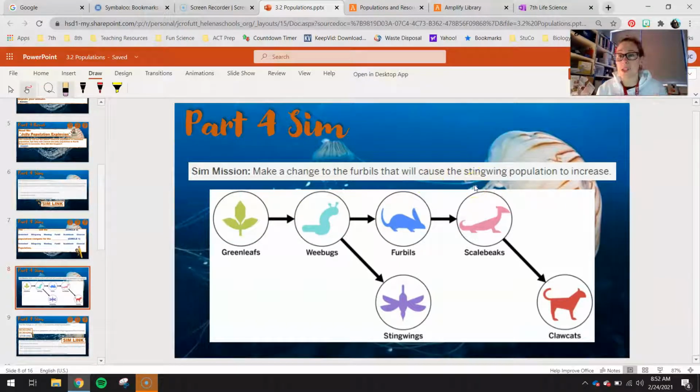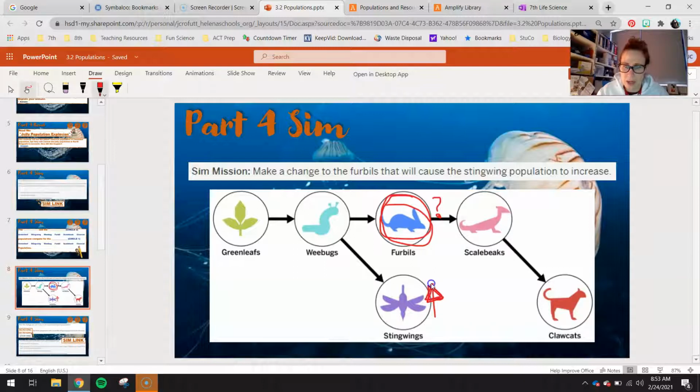So you've already completed sim mission 1. You just figured out who were the competing organisms. Okay, so your next sim mission is to make a change to the furbills. So you guys will be changing these little furry critters right here with the purpose of increasing our stingwings. So we want to figure out what change we can make to our furbills to get our stingwings to increase.